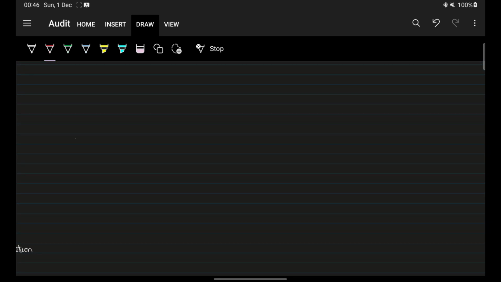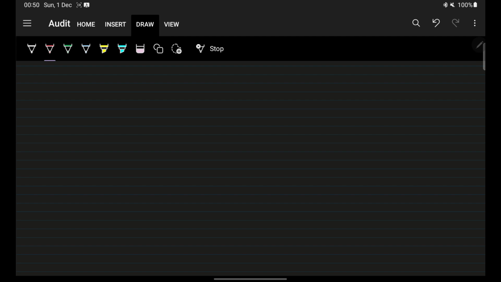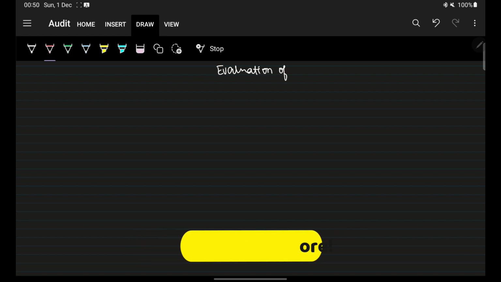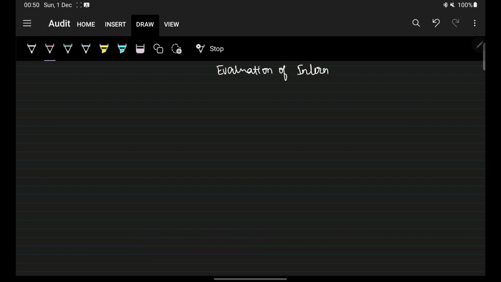Okay, so we were talking about, get started with components of internal control, and then now we are standing at evaluation of internal control.